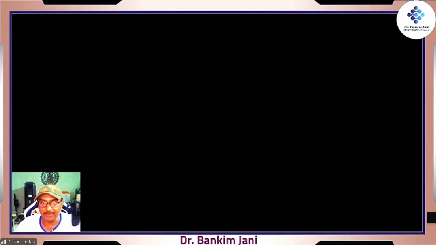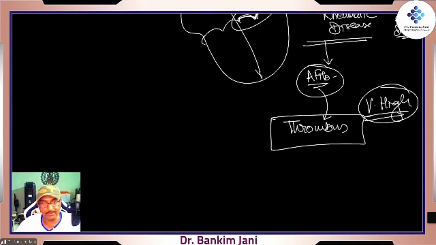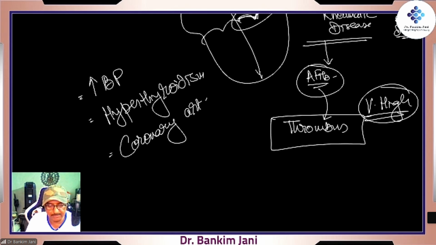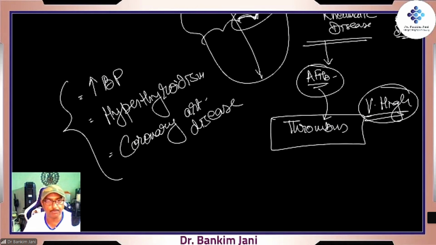So that was about atrial fibrillation. Any of these conditions always keep on damaging. Commonly associated are high blood pressure, hyperthyroidism, or coronary artery disease. Coronary artery disease, 1 block, 2 block, they are very much prone to these things.